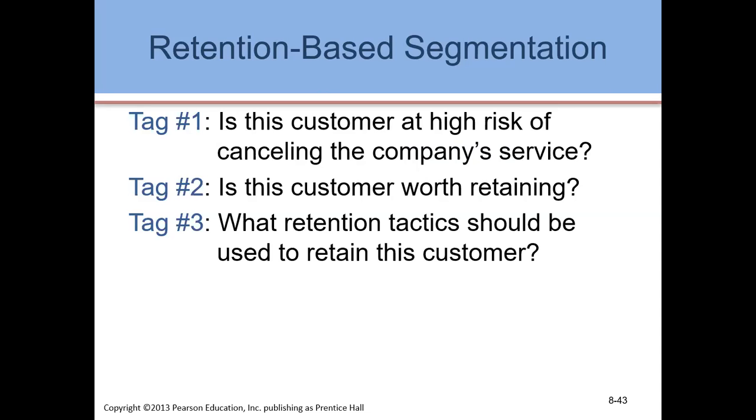When we are looking at retention-based segmentation, tag 1 can be, is this customer at high risk of canceling the company's services? The tag 2 strategic option can be, is this customer worth retaining? And the tag 3 retention-based segmentation is developing strategic options and tactics to remain more competitive in the market and to ensure your sustainability.